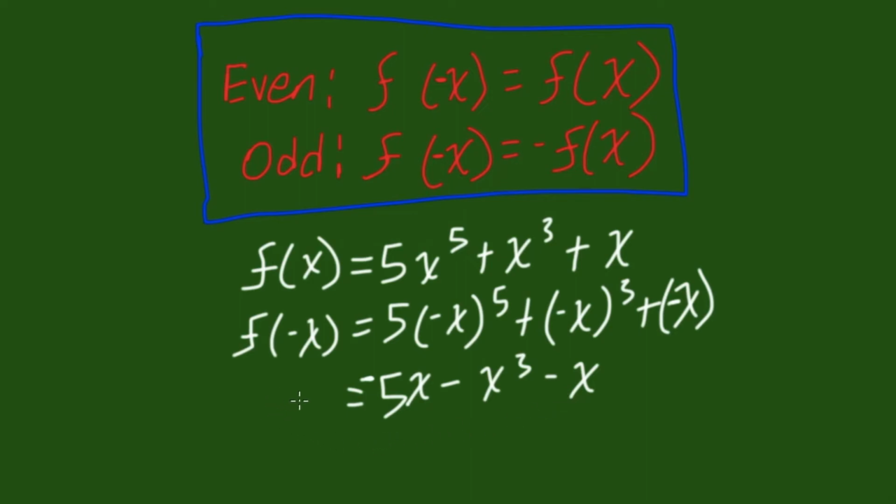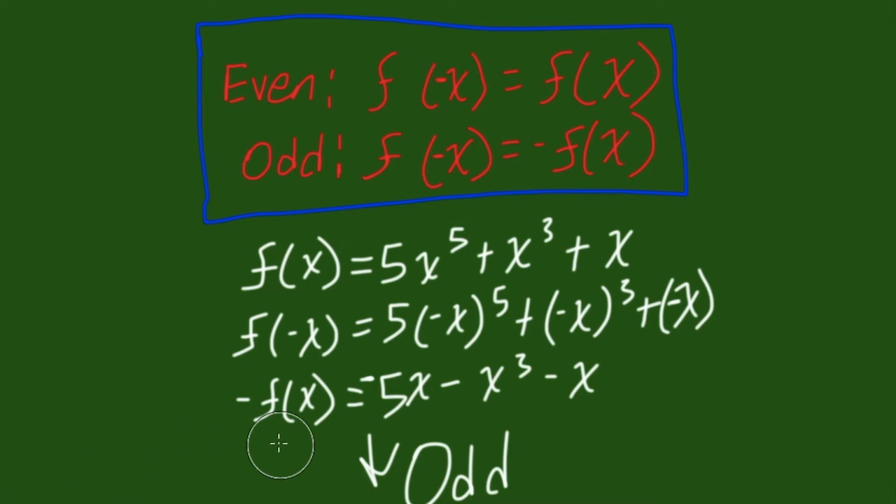So if we look at this, it's the same as our original function, except all of our signs have flipped. So instead of positives, we have all negatives, meaning this is the same as negative f of x, which is our second rule here. So this function is odd. Let's look at one final example.